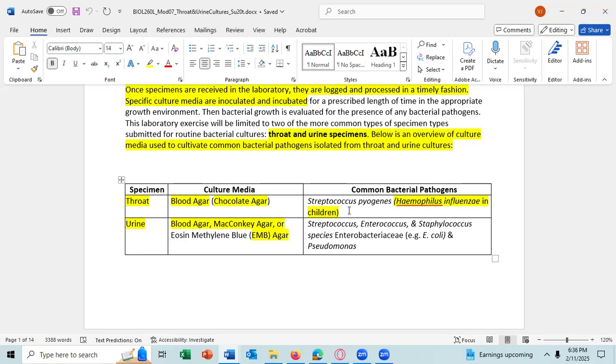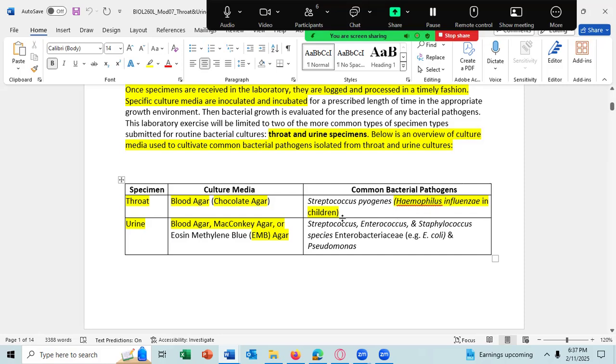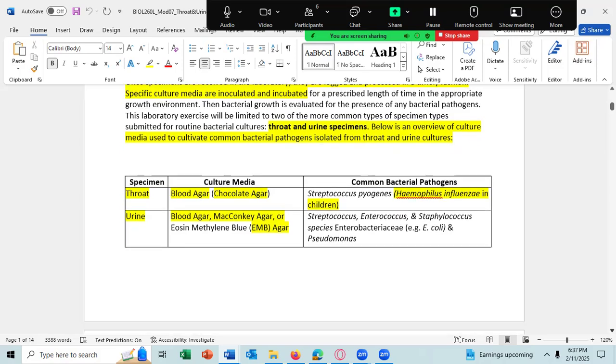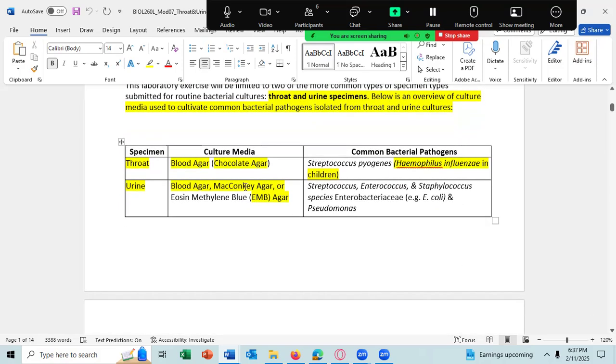However, in children, especially small children and infants, you may also culture Haemophilus influenzae, which is a pathogen in small children and infants. And Haemophilus influenzae will not grow on blood agar. It can grow on chocolate agar. Streptococcus pyogenes grows on blood agar. It does also grow on chocolate agar. You don't need to know that, but it does. All right, that's it for the throat specimens.